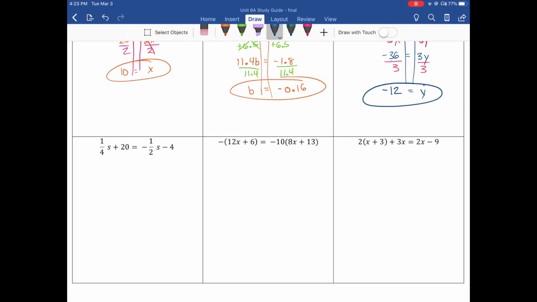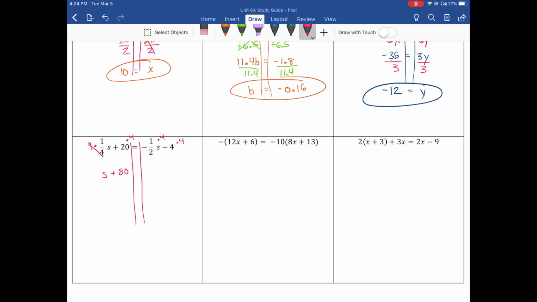Remember, when you see a fraction, the easiest way to get rid of it is simply to multiply by the denominator. I like to multiply by the larger denominator first, so in this case that's 4. Because sometimes, and you'll see it here, when you do that, the second fraction will just go away. So here, the 4's cancel out, and we're just left with s. 20 times 4 is 80.